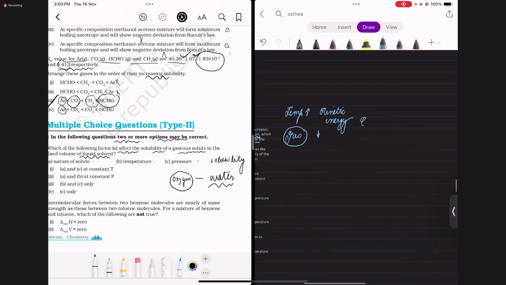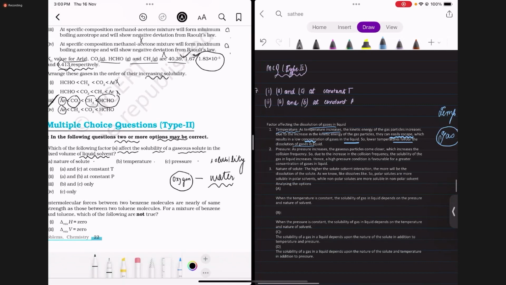For example, if we take water, when it is cold, it will favor the dissolution of oxygen or any other gas, because the molecules of oxygen will not have enough kinetic energy so that they can escape. So it will dissolve in cold water much better than in hot water.